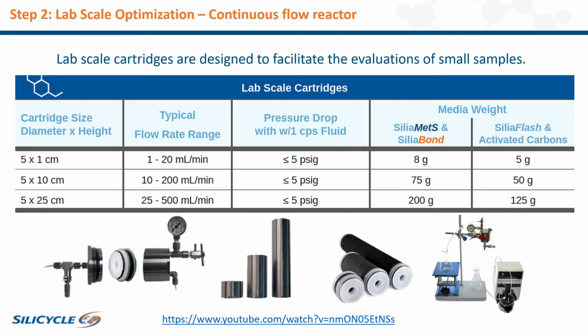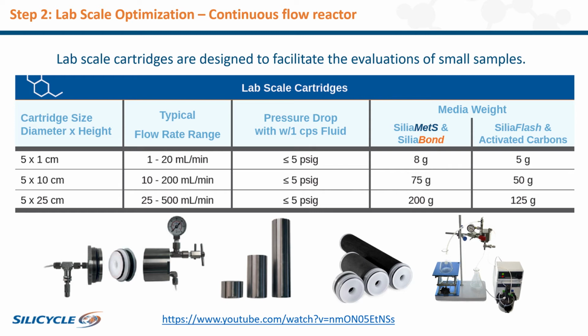So once you figured out which scavenger you want to use, you can start to proceed with the lab scale optimization. So in the case of the E-PAK, it's really a continuous flow reactor, where you can put your lab scale cartridge, which is a smaller cartridge, which is easy to put in your housing. You can see the picture here below. We have 3 types of cartridges: the 5x1, 5x10, 5x25. Those are the sizes of the cartridges.